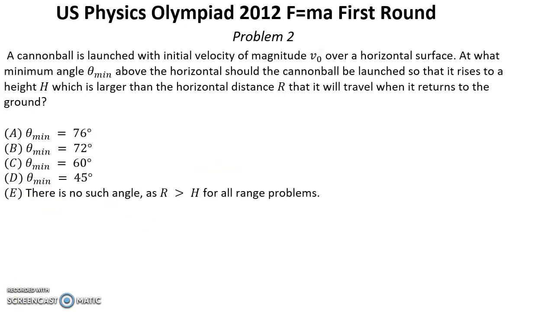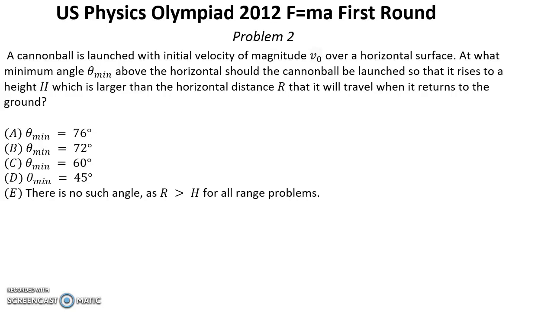Problem number 2. A cannonball is launched with the initial velocity of magnitude v0 over a horizontal surface. At what minimum angle theta minimum above the horizontal should the cannonball be launched so that it rises to a height h, which is larger than the horizontal distance r that it will travel when it returns to the ground? Solution.